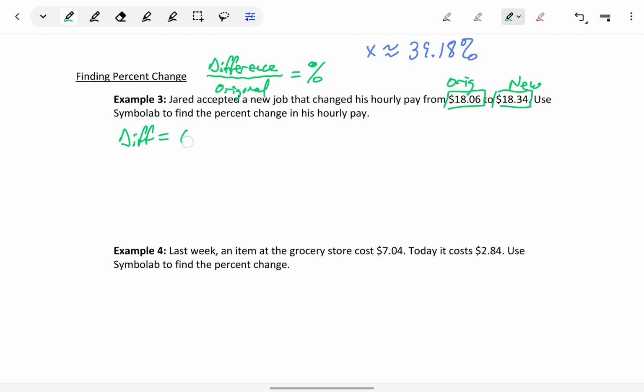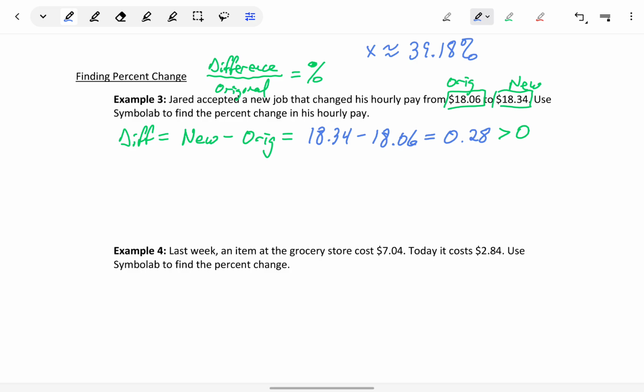The difference is calculated as the new amount minus the original amount. So in this case, that would be $18.34 minus $18.06, or 28 cents. So the difference in his old pay to his new pay is positive 28 cents. That value is greater than 0 because his pay has increased. If his pay decreased, that difference would be a negative number.